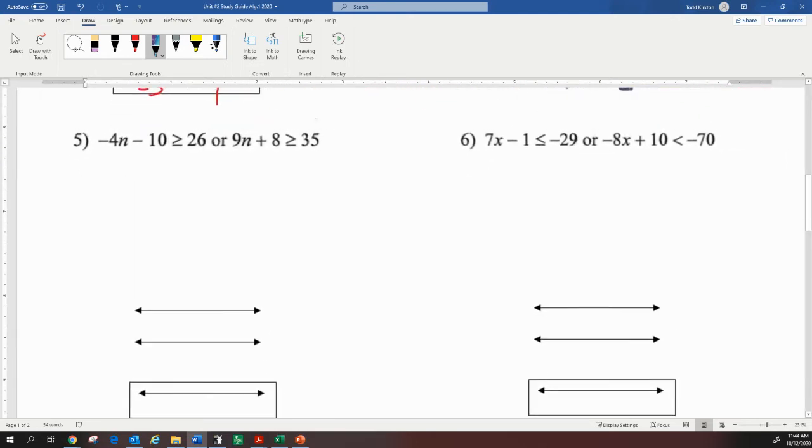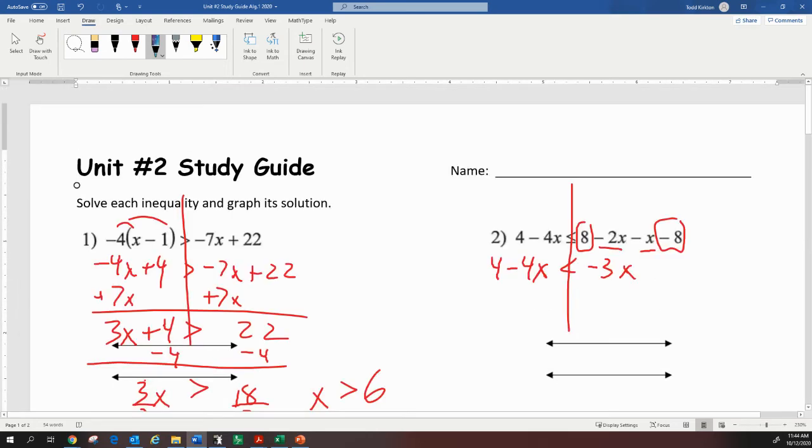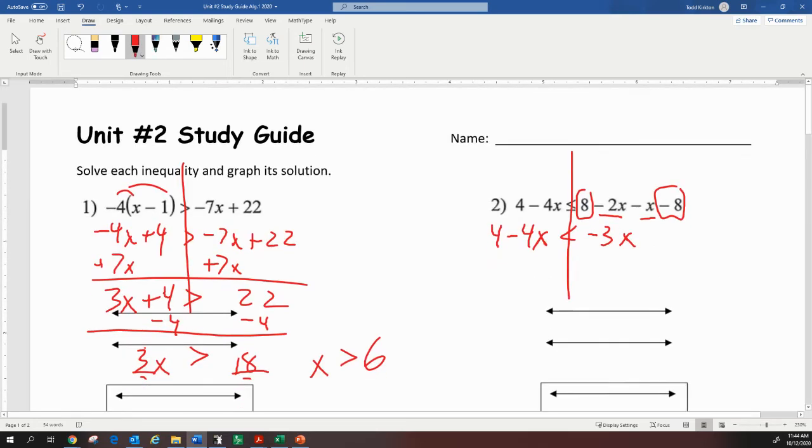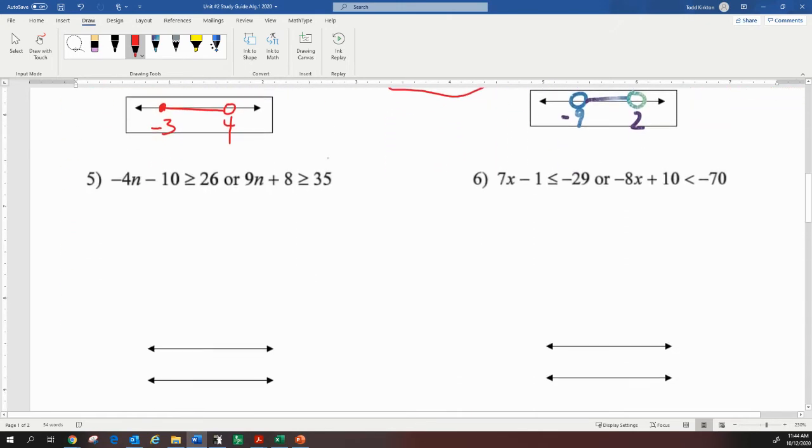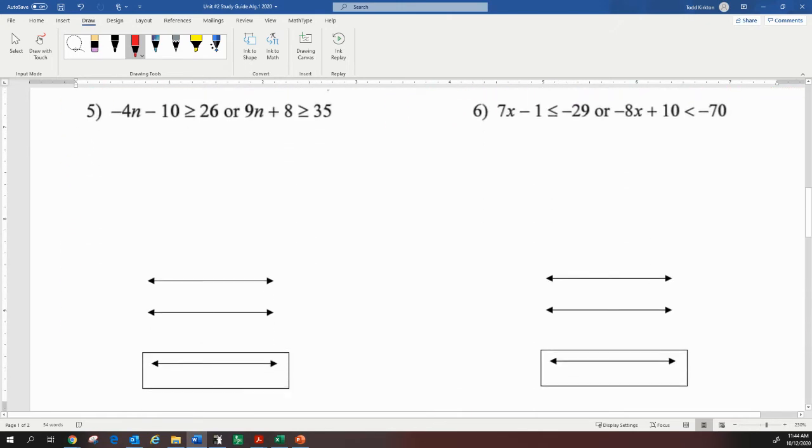Okay, going to the or. A little bit harder inequality to solve this time. Be careful when you look at it, you see that you're going to be dividing.